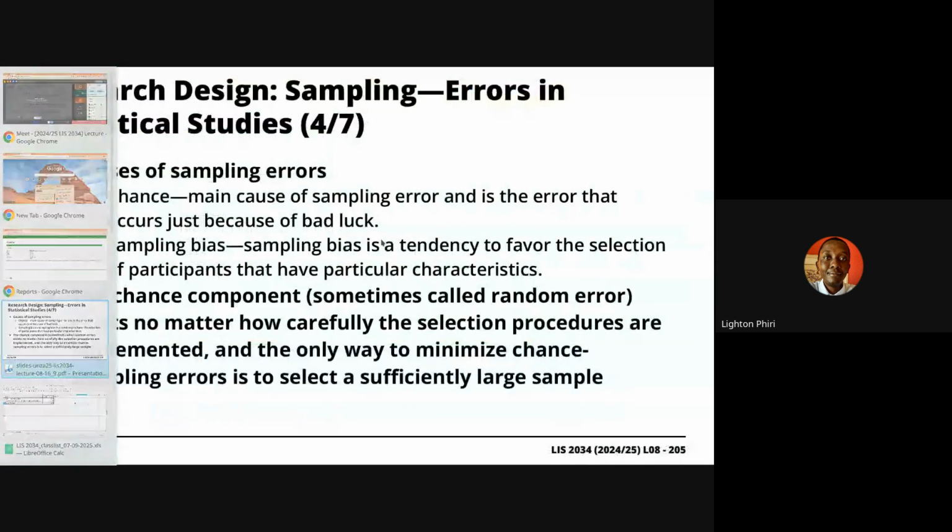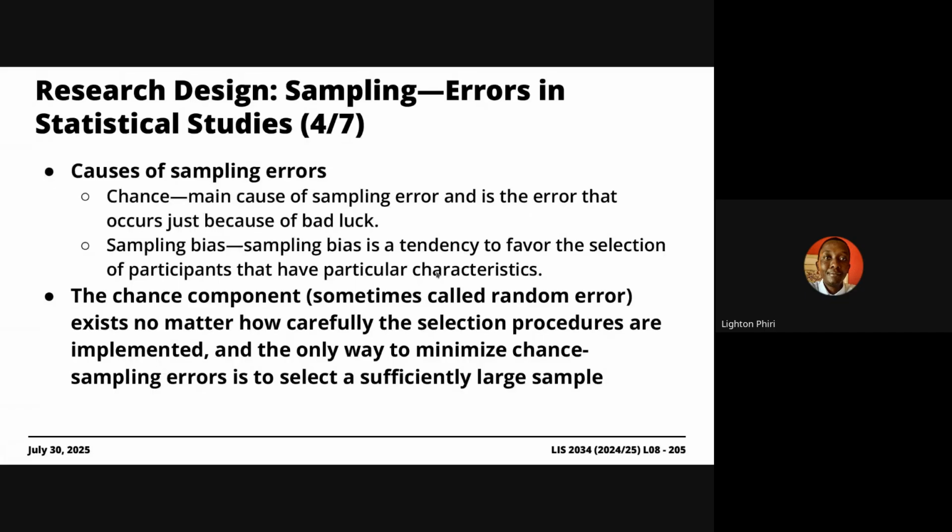Anyways, so we see that the sampling error could be by chance, right? And in fact, it turns out that this is the main cause of sampling errors, right? It just occurs because, just by chance, you probably ended up sampling the wrong cases, or the wrong elements in essence. But also, more importantly, it could be as a result of sampling bias.